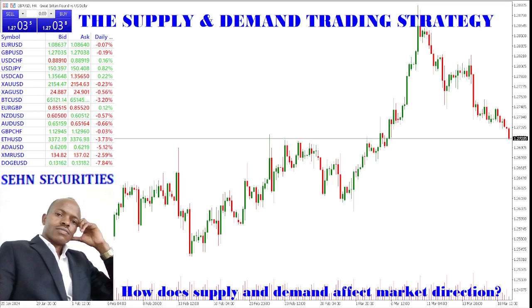In a nutshell, when demand for a financial asset exceeds its supply, prices tend to rise, reflecting the willingness of buyers to pay higher prices. On the other hand, when supply surpasses demand, prices decline as sellers outnumber buyers, leading to a downward pressure on prices. This fundamental relationship forms the cornerstone of supply and demand trading strategy.